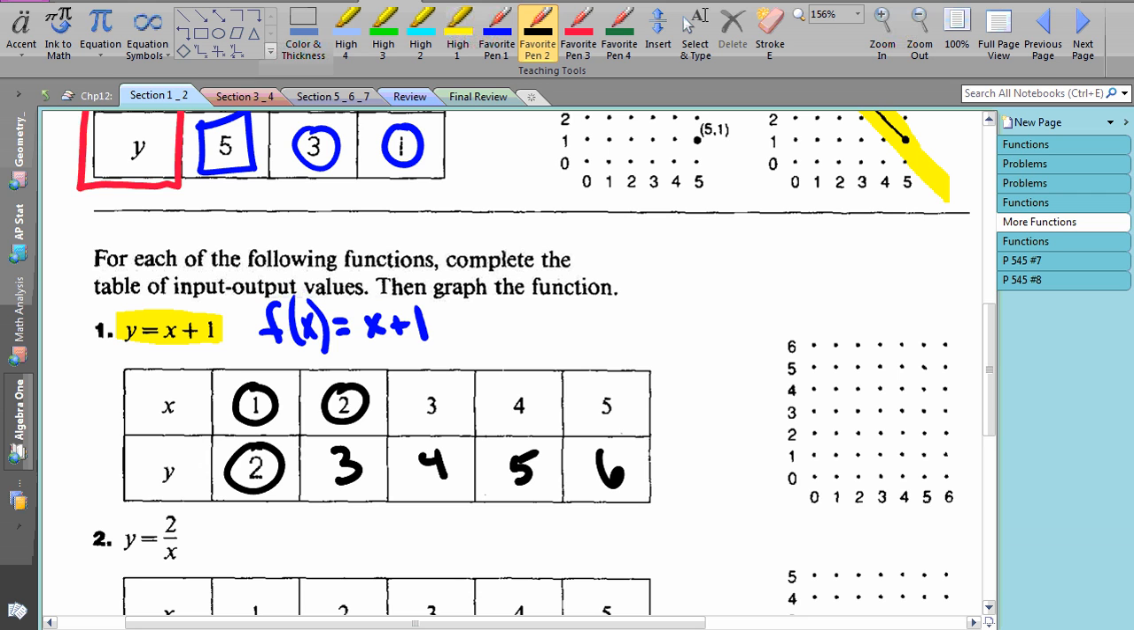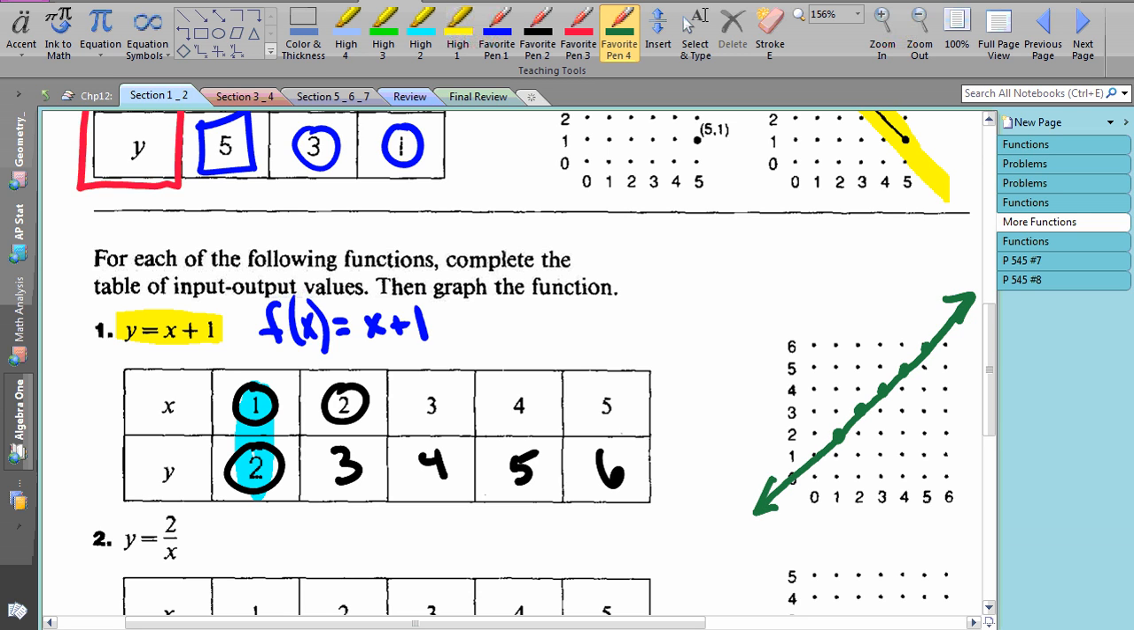So let's graph all these coordinates. So this would be our first coordinate here, 1 comma 2. Where's 1 comma 2? 1, 2 would be a dot right there. The next one is 2, 3. The next one is 3, 4. Next one's 4, 5. Next one is 5 comma 6. And notice if I connected all these, I would get a straight line.